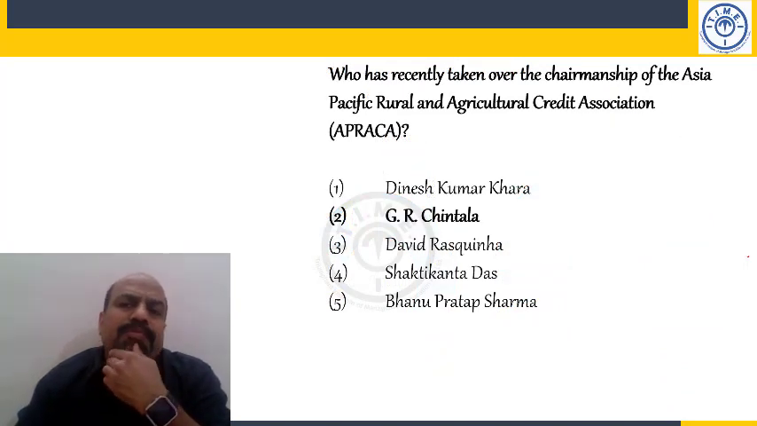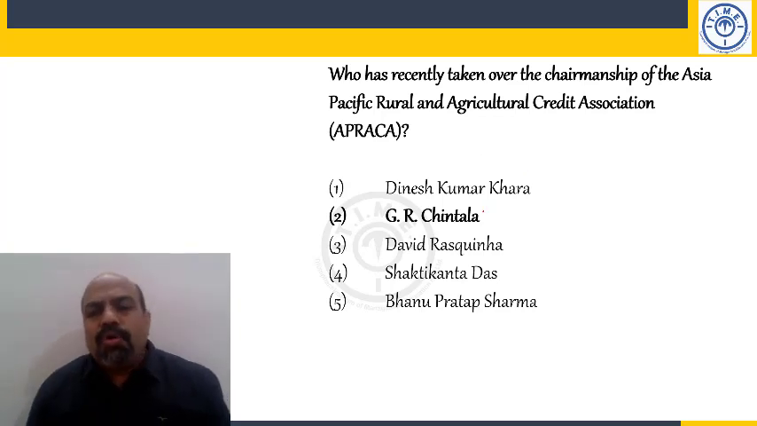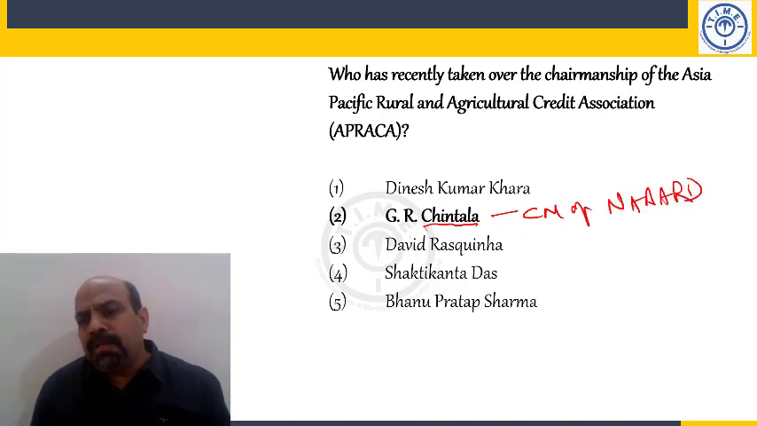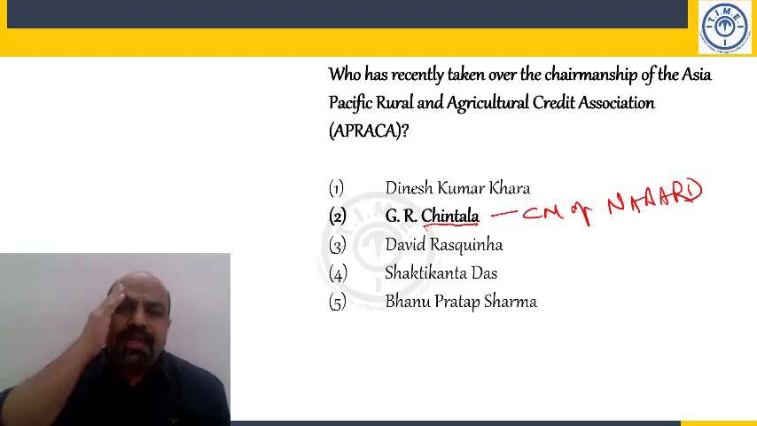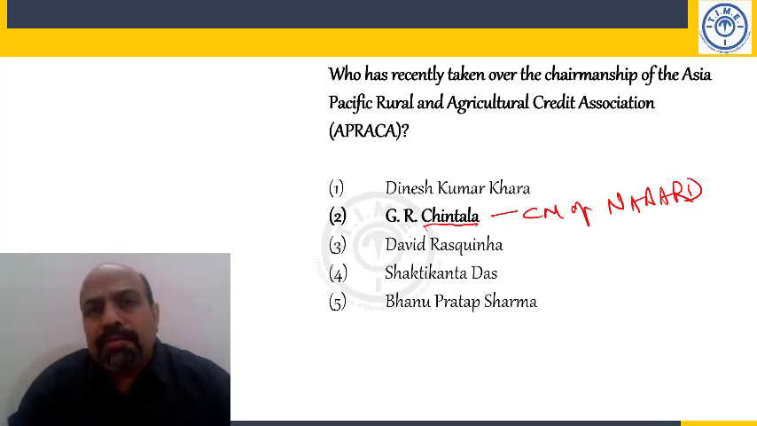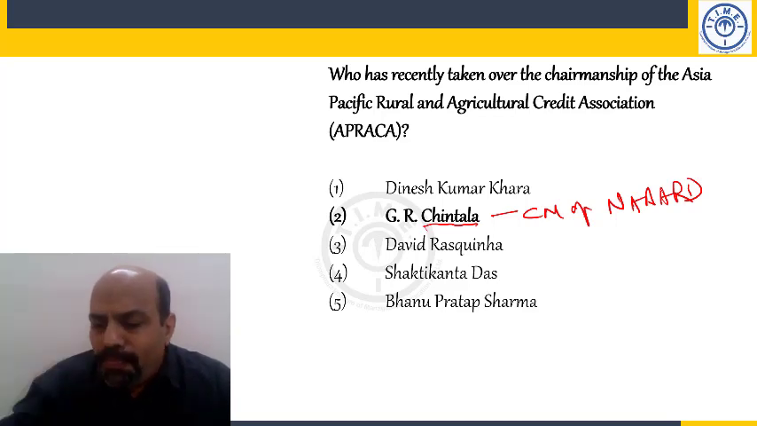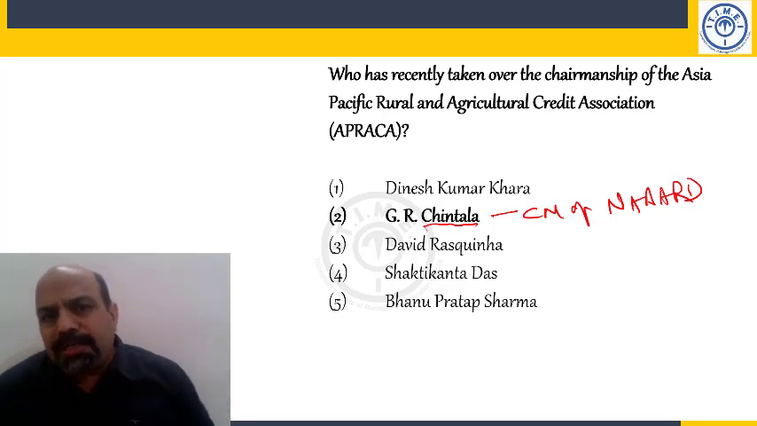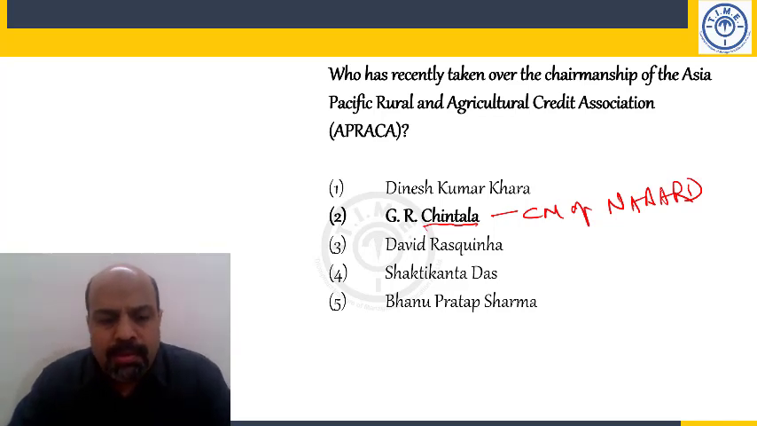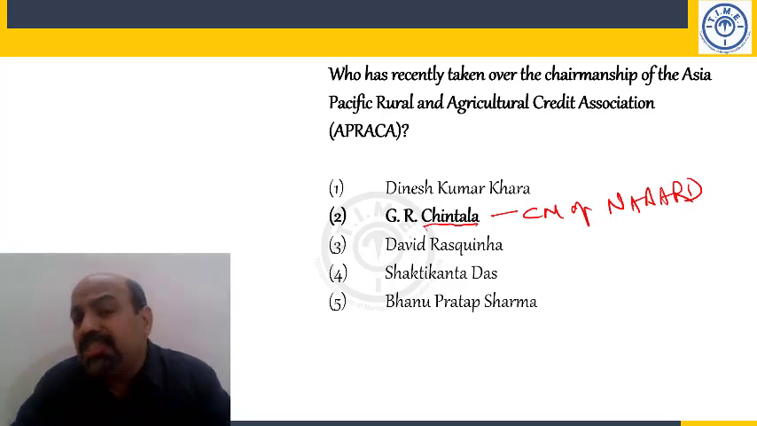Who has recently taken over the chairmanship of Asia Pacific Rural and Agriculture Credit Association? Govindarajulu Chintala. Who is this? Chairman of NABARD, National Association. I repeat, National Association. I'm so sorry. I'm extremely sorry, my friends. I got a psychological block. National Bank for Agriculture and Rural Development. This guy is the chairman of NABARD.